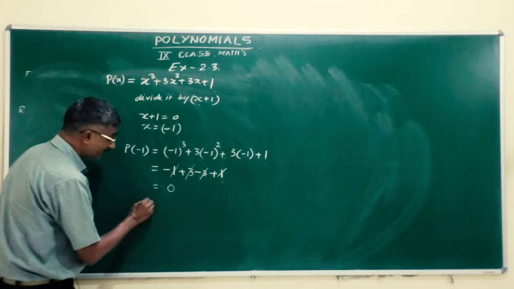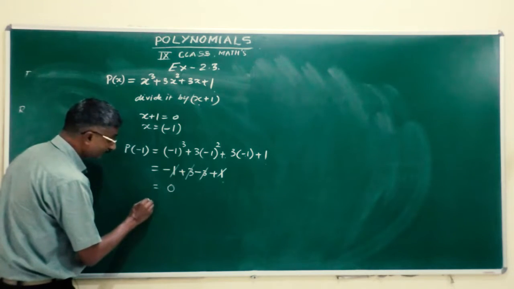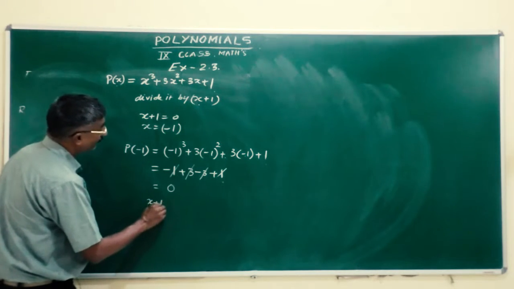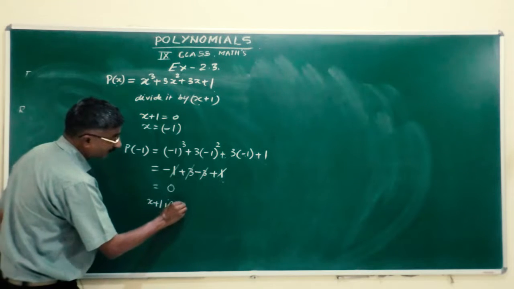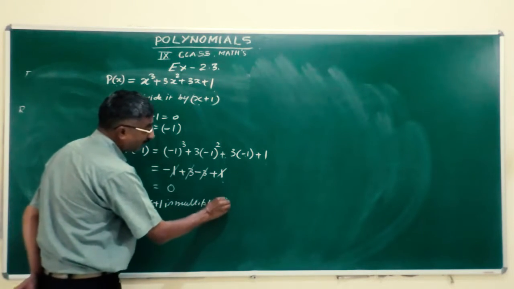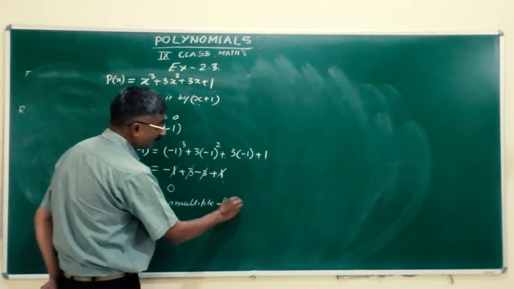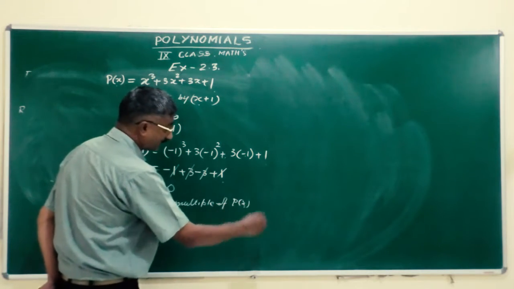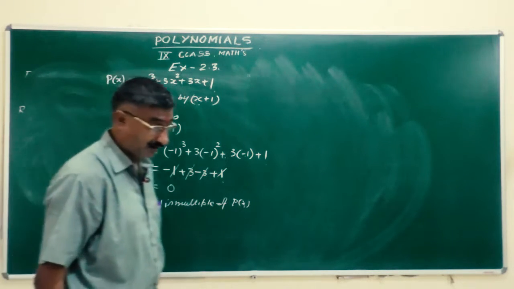It means x plus 1 is a multiple of the polynomial p(x). Clear?